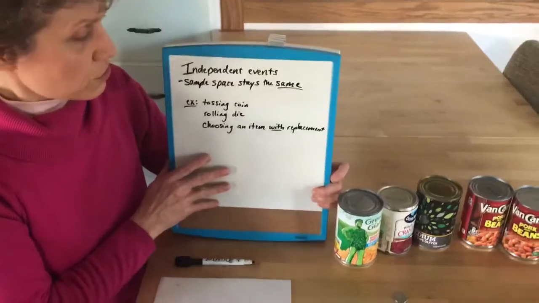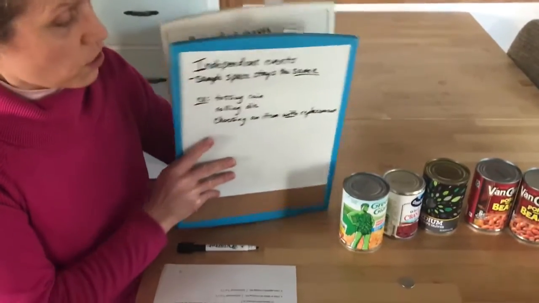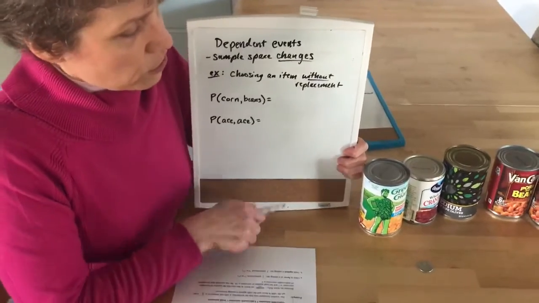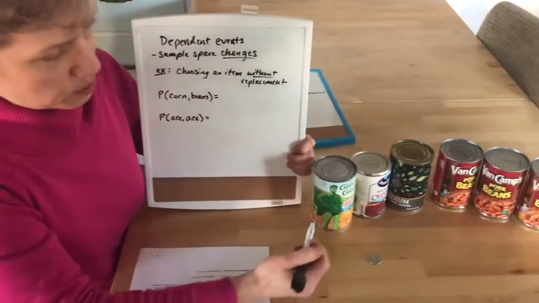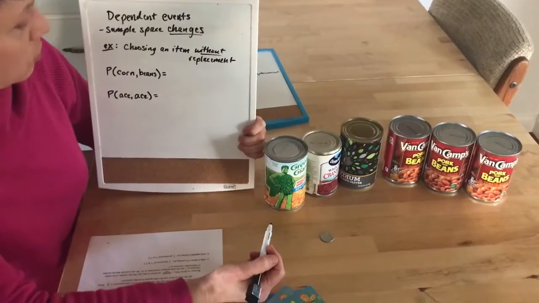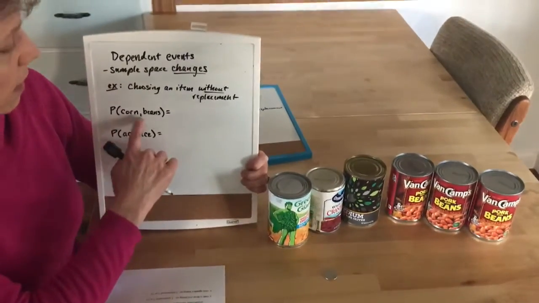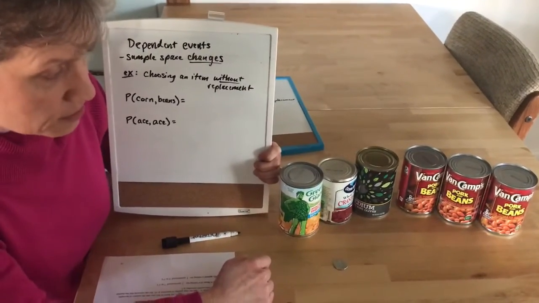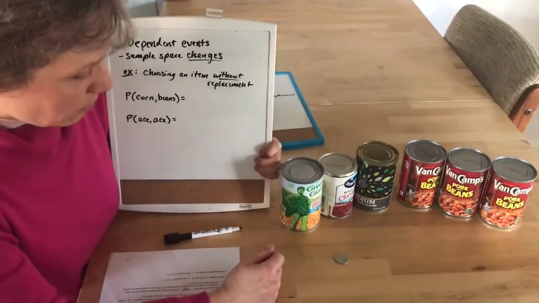So I'd like to introduce dependent events, which is when the sample space is changing. So let's say that I have 6 cans on my shelf, and I want to figure out the probability of choosing a can of corn and then a can of beans. And I'm not going to put the can of corn back, so it'll be different the second time around.